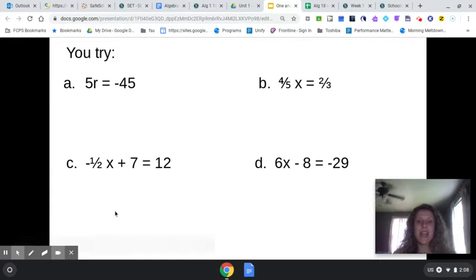All right, guys, this last slide is a you try. So what I'd like you to do is pause the video right here. Try those 4 equations on your own. When you're ready, go ahead and unpause the video and I'll have the answers here in just a moment. Okay, go ahead and try those.